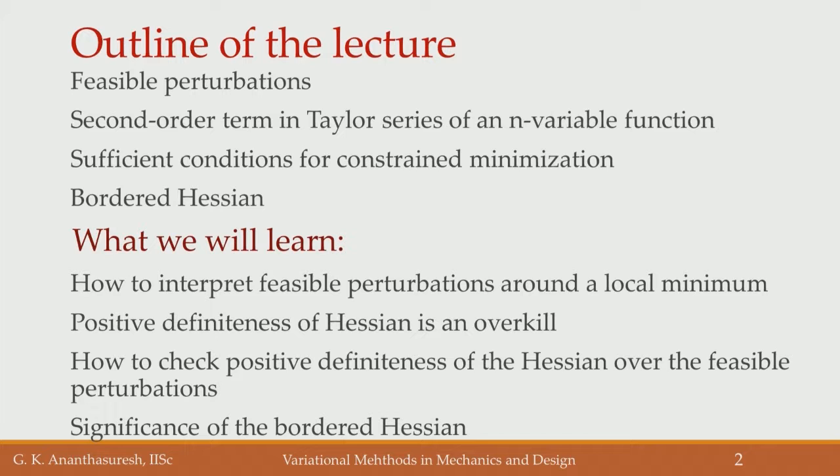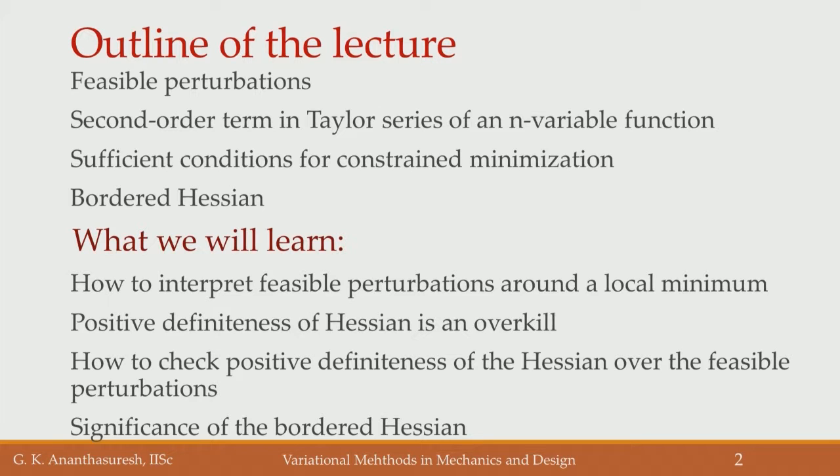Here is the outline of the lecture. We will first talk about what are called feasible perturbations. When you have constraints, you need to satisfy them when you perturb to see if a point is a minimum or not. For that, to establish sufficient conditions, we have to take the second order term in the Taylor series approximation of the n variable function.